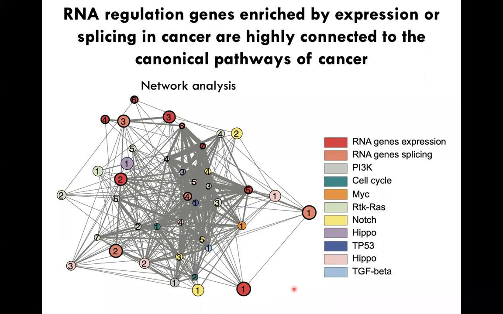As this talk comes to a conclusion, I want to highlight how in a network analysis, genes that are enriched in cancer by expression or splicing and that have functions in RNA processing, shown over this map in the red nodes, are tightly interconnected with the cancer pathways identified from genomic studies that I mentioned in the introduction. And this observation makes it tempting to suggest that RNA processing is actually a molecular process on which several other cellular pathways converge in cancer.